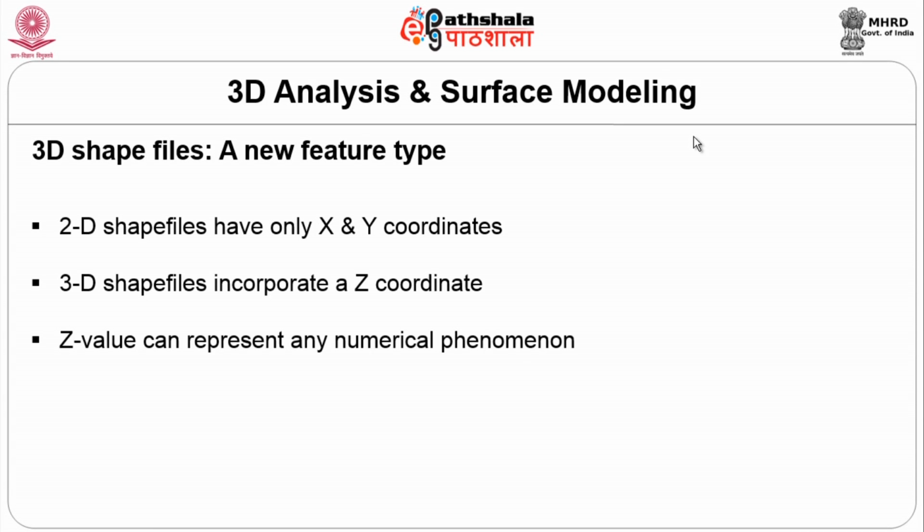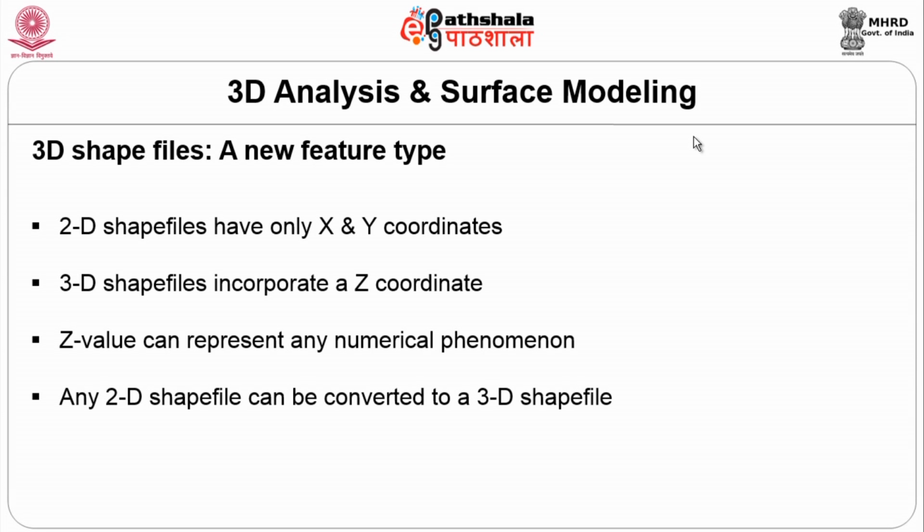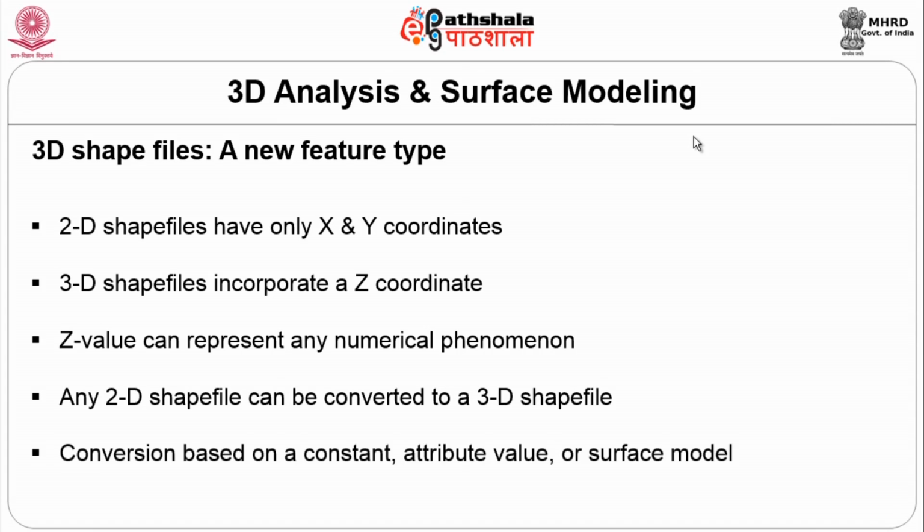The z value could represent any numerical phenomenon; it need not necessarily be the height value. One of the values could be a height value, or as I was telling you, your population data or any other detail. And very importantly, remember that you can convert any 2D data into a 3D shape file. That is a good advantage. Normally we depend on a particular constant value as the input, and based on that you can create a model.